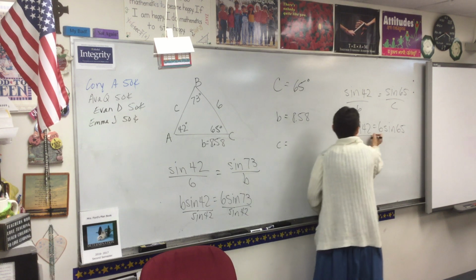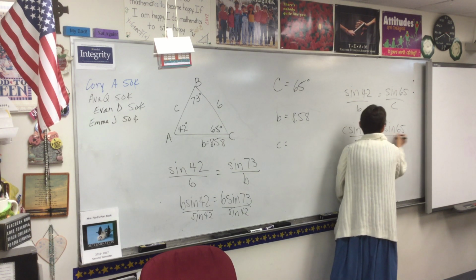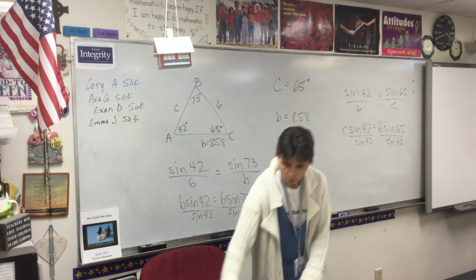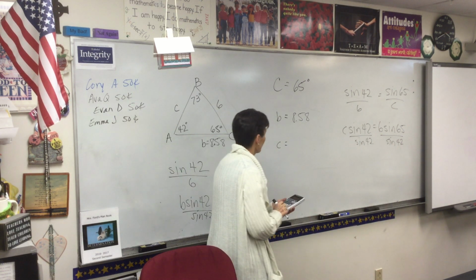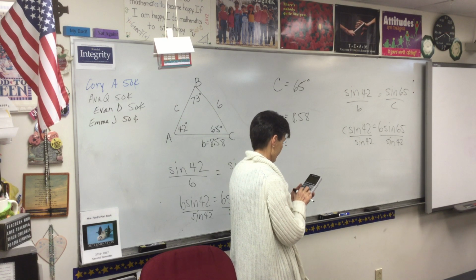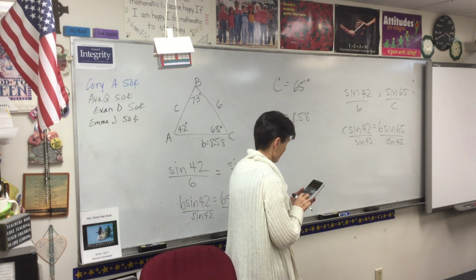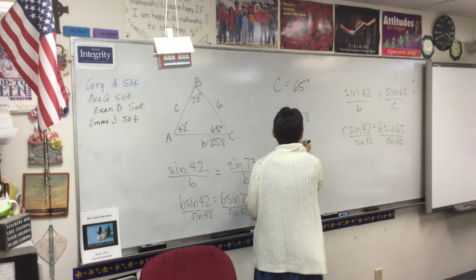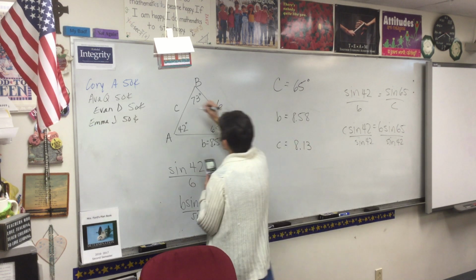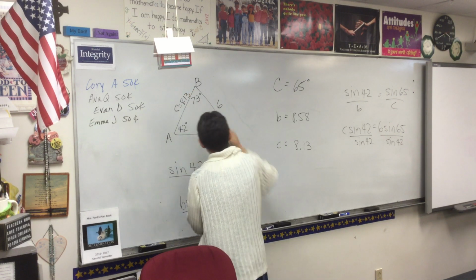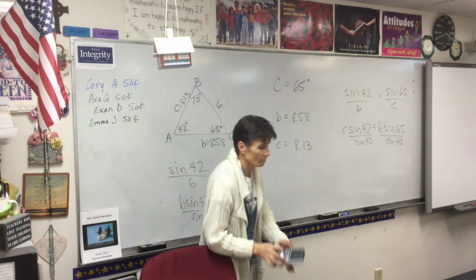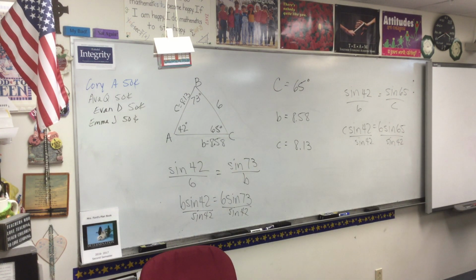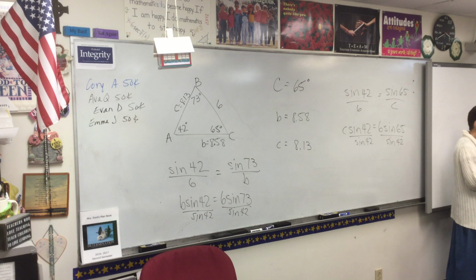We're solving for C, so we're going to divide by sine 42. We're going to type it into our calculator appropriately. And did you get 8.13? Everybody okay with that?